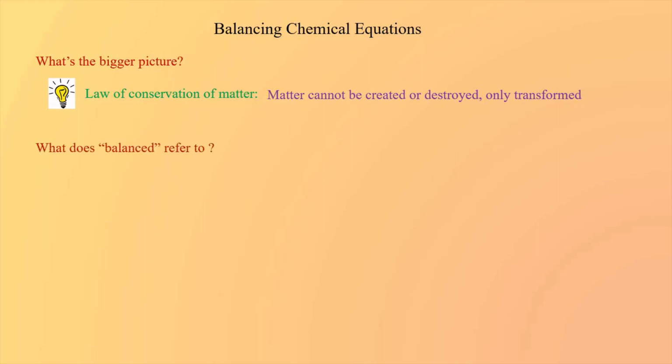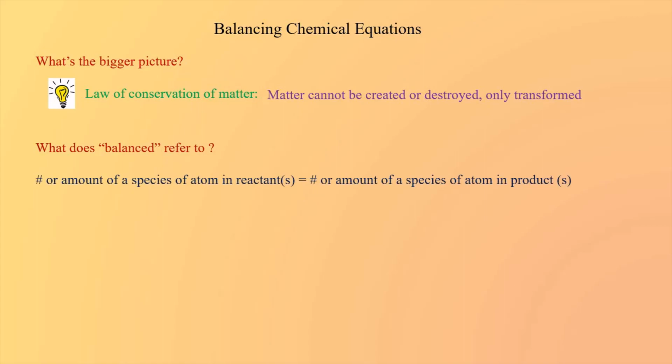So what does the idea of balanced refer to here? Well, this is the way I have defined it. The number or amount of species of an atom in the reactants equals the number or amount of species of that same exact atom in the products. Okay? I've shown a balanced equation. Now you might be wondering, we're learning how to balance equations, and we'll get back to that in a few minutes. But before that, if you look at a balanced equation, you notice that whatever atom you pick, if the equation is balanced, the total amount of that atom on the reactant and the product sides should be equal.